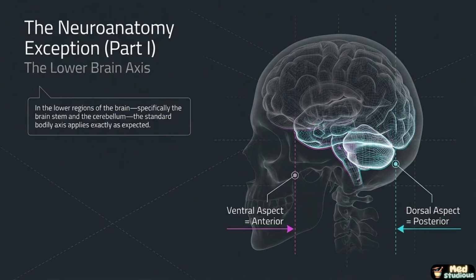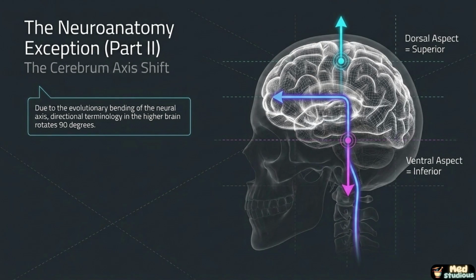This is consistent with how we described the trunk. So when you hear about ventral tegmental area or dorsal column in a neuroscience lecture down in the brainstem region, you can confidently apply the standard anterior equals ventral, posterior equals dorsal framework without any modification. Here comes the exception that surprises almost every student. When we move up to the cerebrum, the large, wrinkled upper brain, the directional axis undergoes a 90-degree rotation.